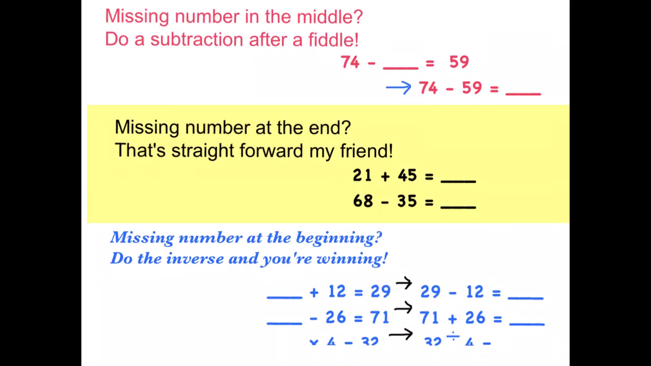Another little recap of our rhyme. Missing number in the middle, do a subtraction after a fiddle. Missing number at the end, that's straightforward, my friend. Missing number at the beginning, do the inverse and you're winning.